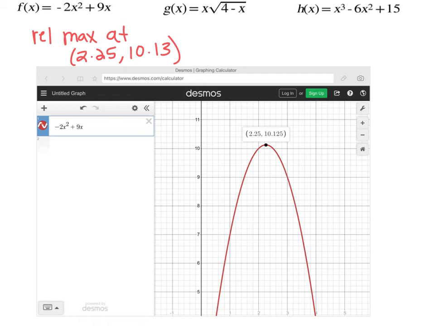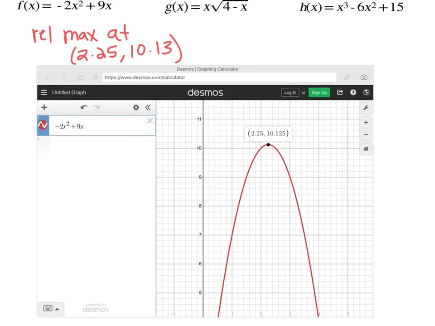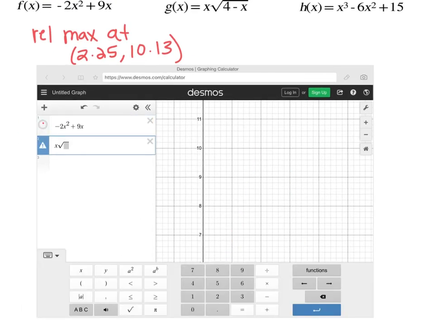So now if I do the second one here, we have x, and then the square root, and there's a square root sign towards the bottom, and that is 4 minus x. Oh, I want to get that underneath the square root there. So click under, there we go, 4 minus x. And then on my graph, I don't see it, so I need to scroll around, there we go.